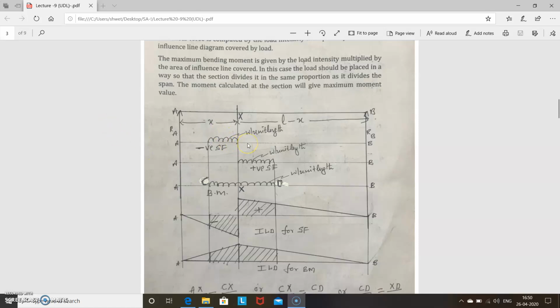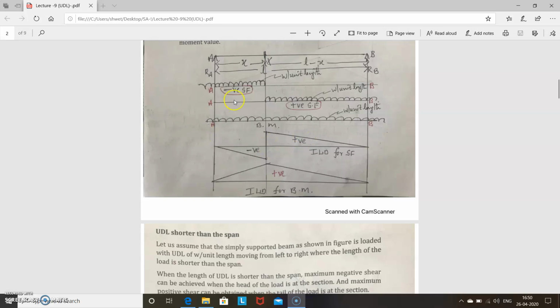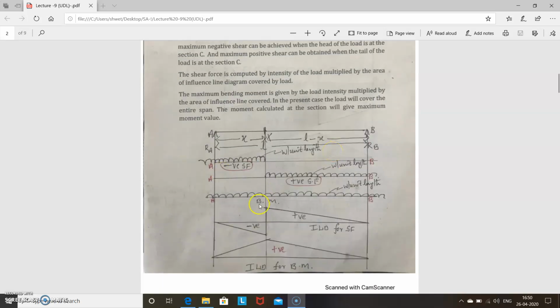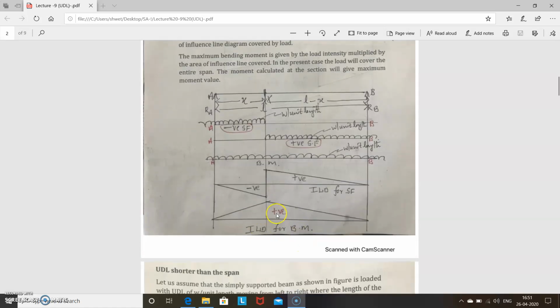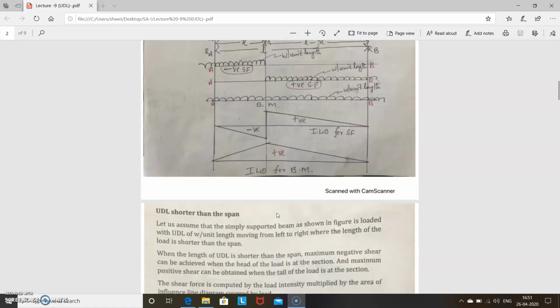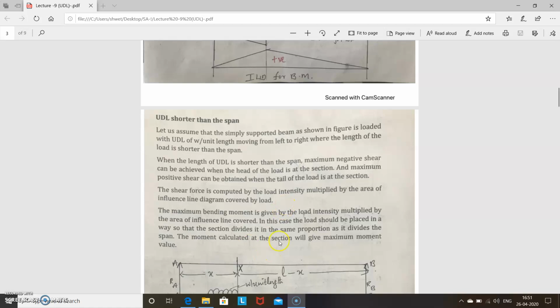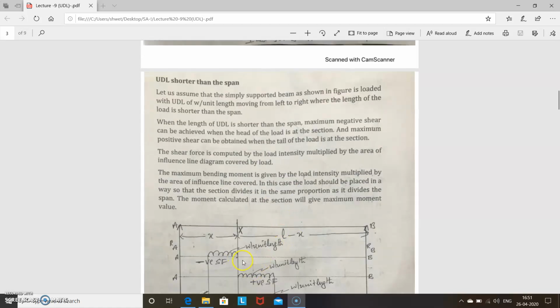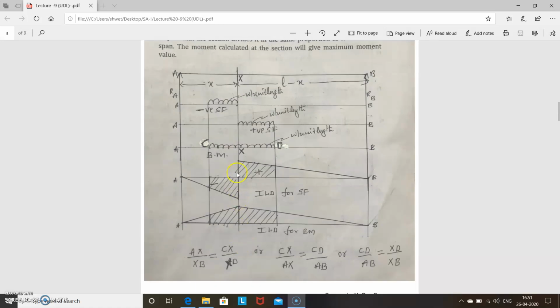Okay, so I'll just summarize. In the case of UDL longer than the span, the area of that ILD is a triangle, for both the shear force, positive and negative, and even for the bending moment also. But in the case of UDL shorter than the span, the area is different, because the load covers only a portion, so it looks like a trapezoid, for both shear force as well as bending moment.